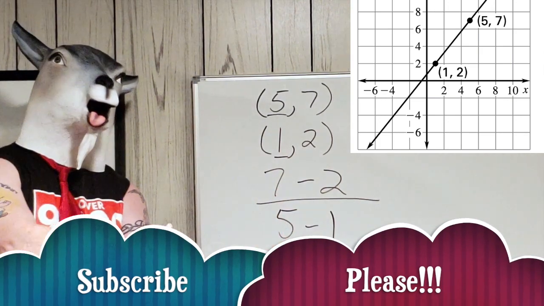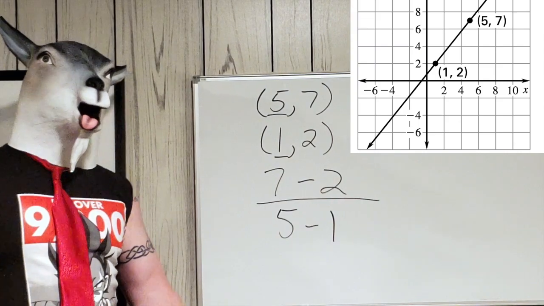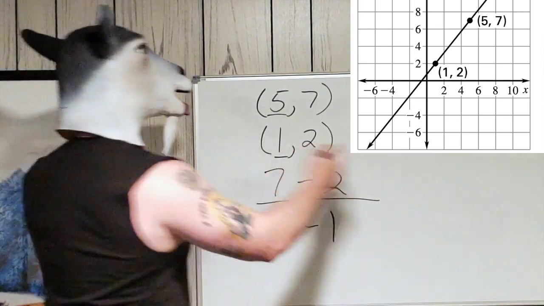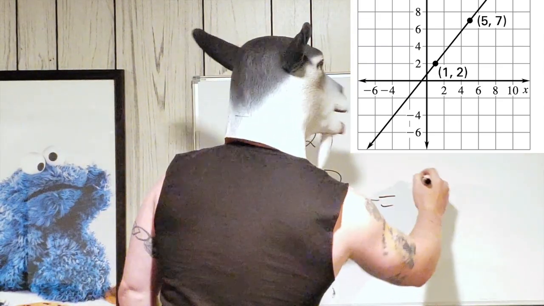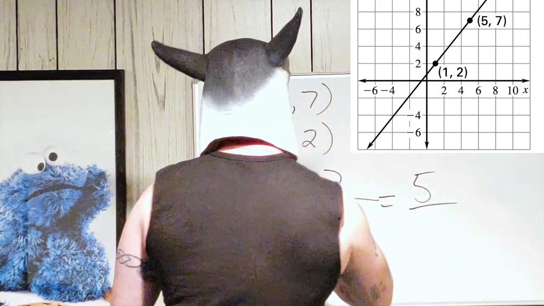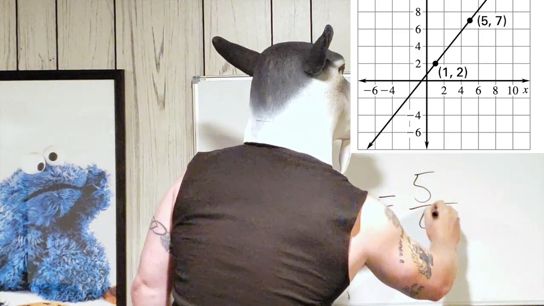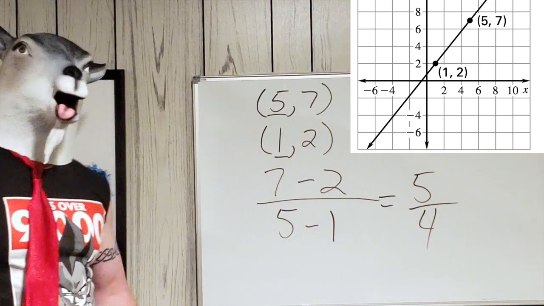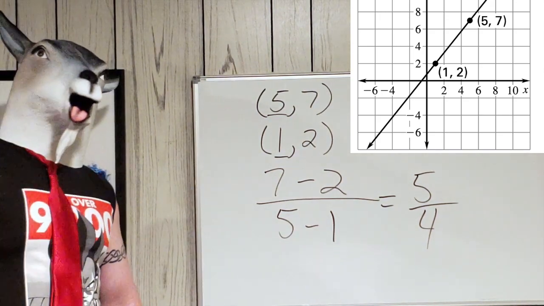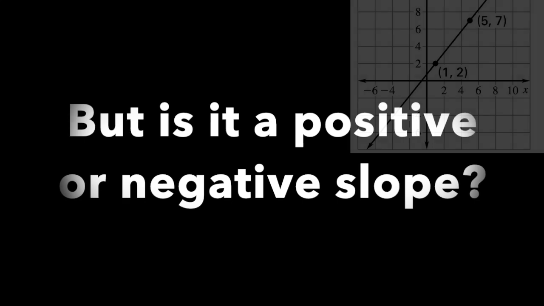Now you got 2 simple subtraction problems, and we can do that right quick. 7 minus 2, that is 5. And then you got 5 minus 1 is 4. There you go. You got 5 over 4. There's your slope.